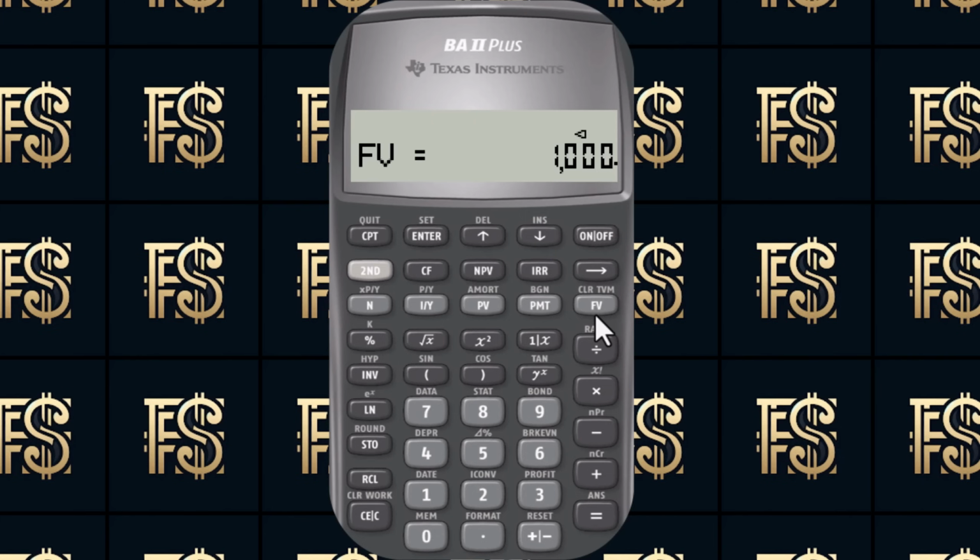Now it's very important that the sign on the payment and the future value is identical. The story here is we're buying this bond. That would be an outflow. So when I solve for the present value, I will find a negative number.